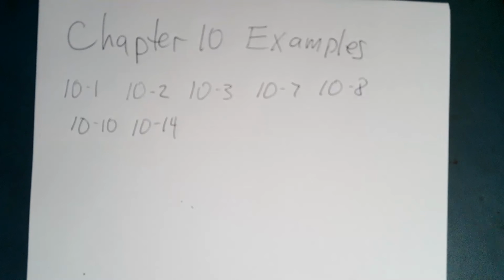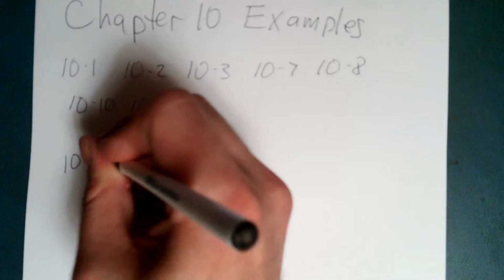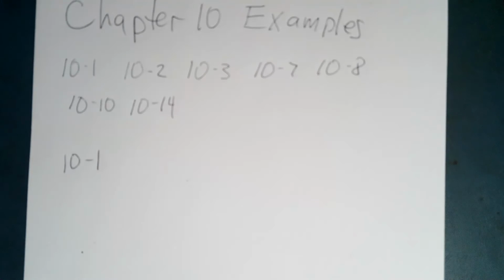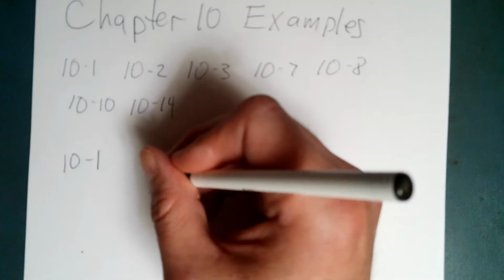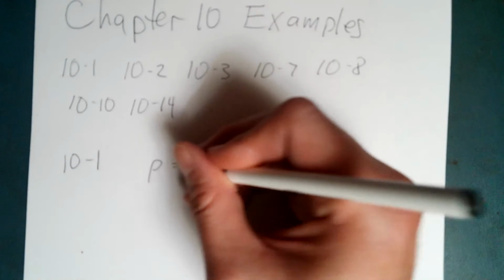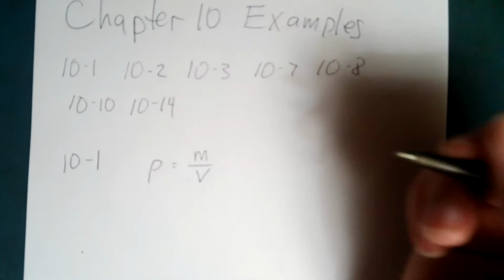Okay, so this is for chapter 10. We'll start with 10.1. So the first example here is just sort of playing around with the main formula for density. Rho for density equals mass divided by volume.